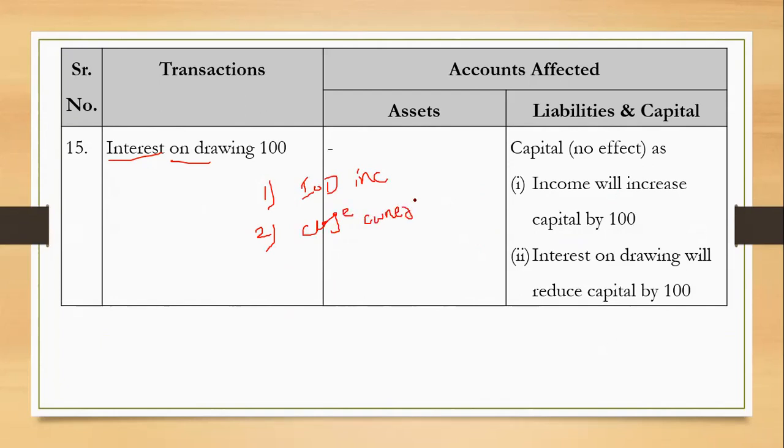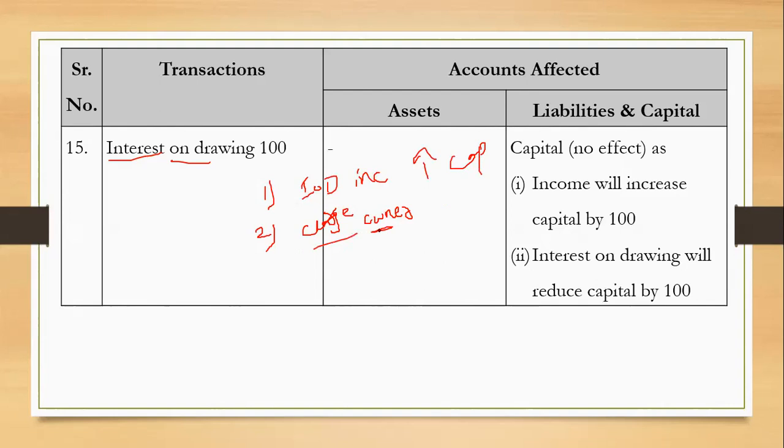Okay. अब ये दोनों effect फिर से अच्छे से समझना. Interest on drawings हमारा income है. Income will increase my capital. एक effect हो गया. अब दूसरा effect. We are going to charge interest on drawings from the owner. Owner से हमें charge करना. Owner से हमें पैसा लेना है.